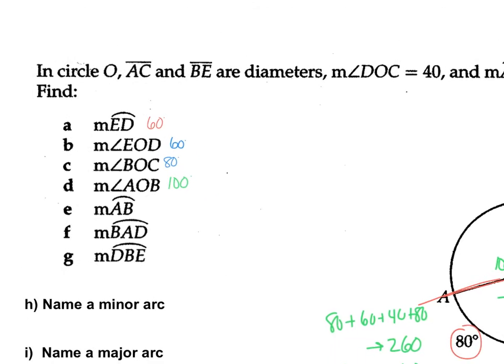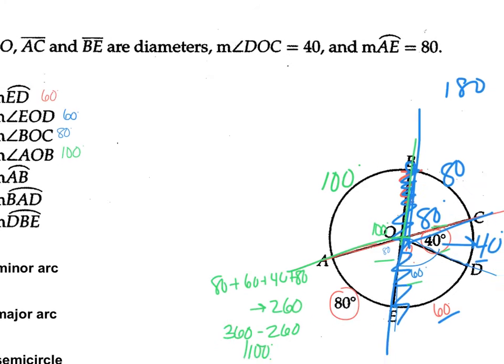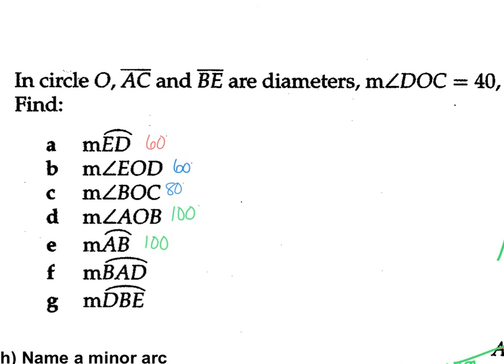I now want to find the measure of arc AB. Well, the measure of arc AB intercepts this angle. So I know that it's 100 degrees. Now I want to find the measure of arc BAD, or arc bad.